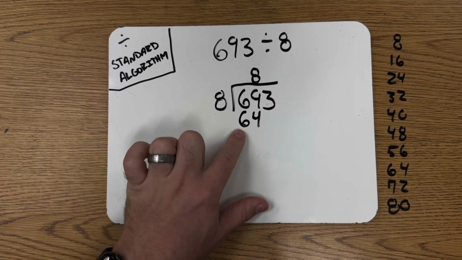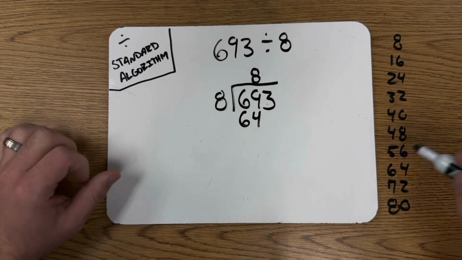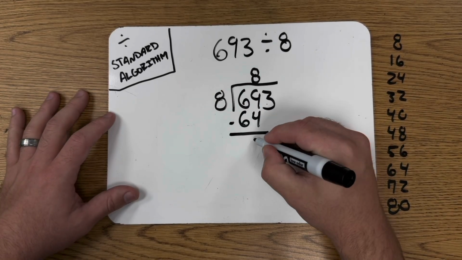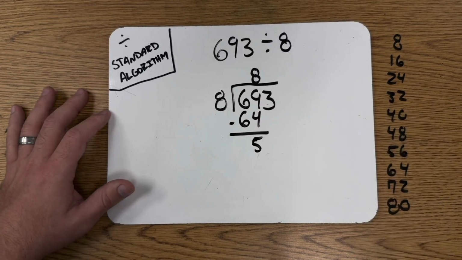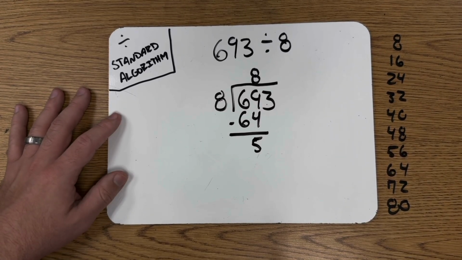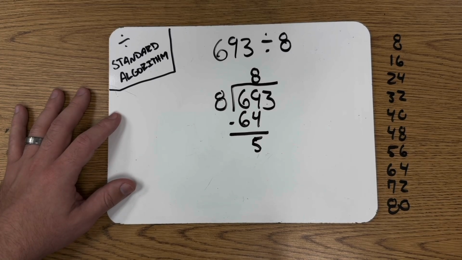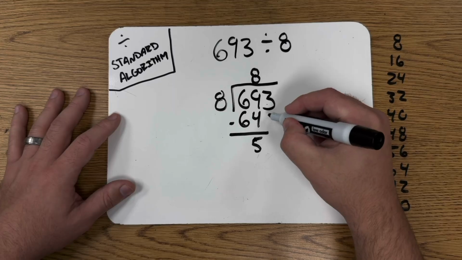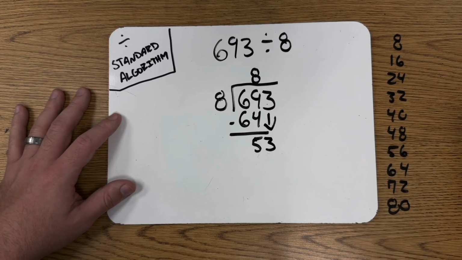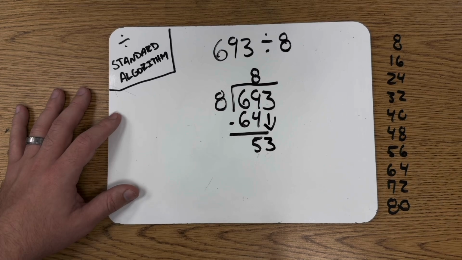I'm going to write that below the numbers that I was just working on, and we're going to do some subtraction. 9 minus 4 is 5, and 6 minus 6 is 0. The important step here with division is that I need to make sure I bring down my other number. Whatever is left must come down. So I bring down my 3, and this now becomes a 53. Not a 5, but a 53.